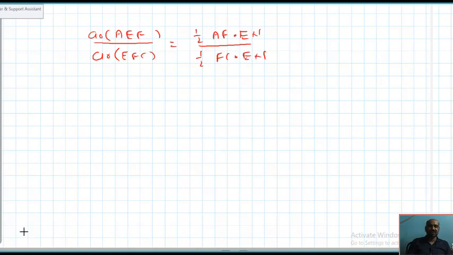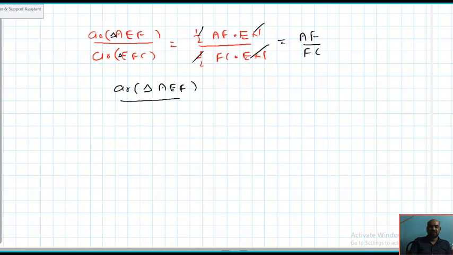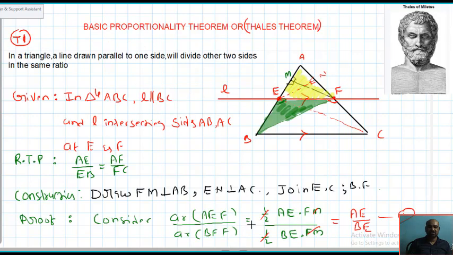Students, what happened here? Again this EN gets cancelled, half gets cancelled. What did you get? AF by FC. I want to write this. I forgot to write the area of triangle symbol, no problem. Area of triangle AEF by area of triangle EFC equal to, sorry, not AE, AF by FC.